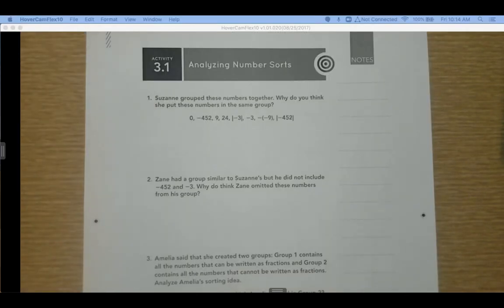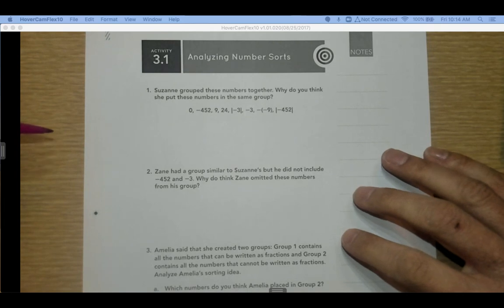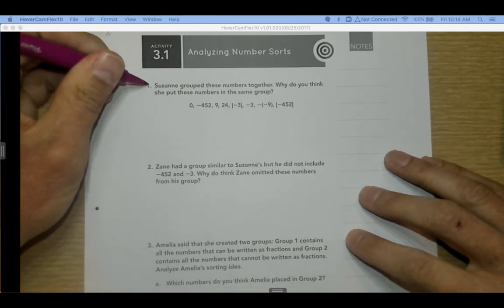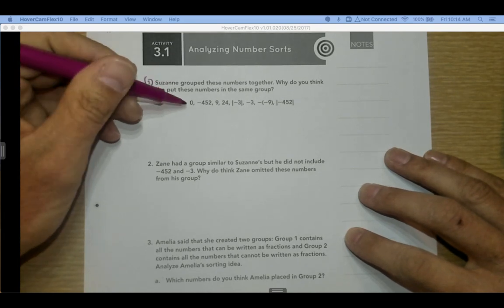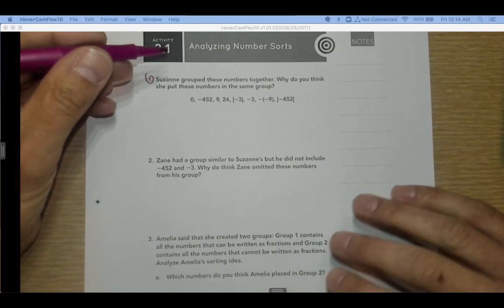All right, so from our number sort, we have activity 3.1, analyzing number sorts, which is why I took the time to cut those out and try to put them into groups. And I could put them in a bunch of different groups. In fact, Susan grouped these numbers together. Why do you think she put these numbers in the same group? Let me take a look here.